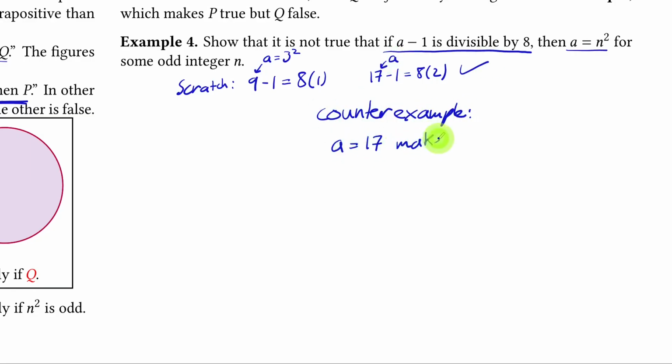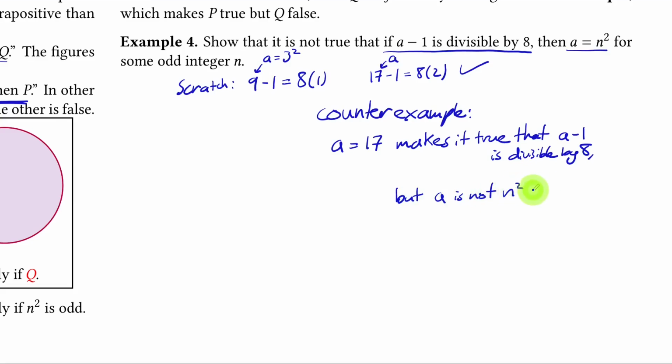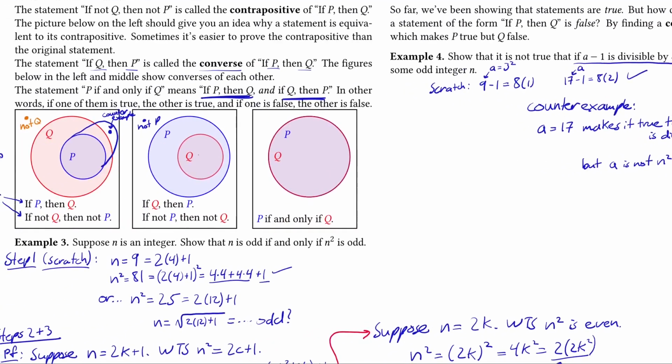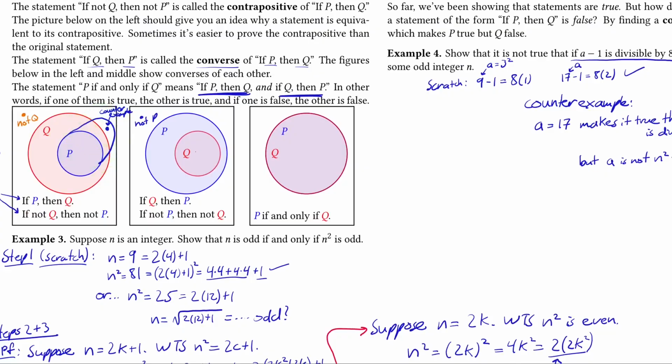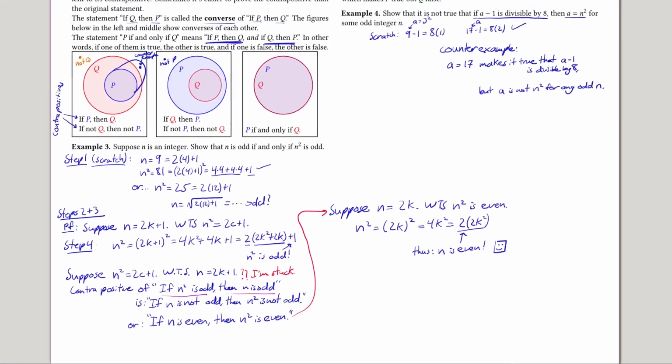So a equals 17 makes it true that a minus 1 is divisible by 8, but a is not n squared for any odd integer n. So we've proven that it is false. So in other words, the Venn diagram looks like this guy over here. Okay, so we are done.